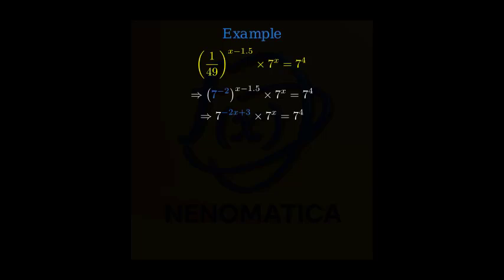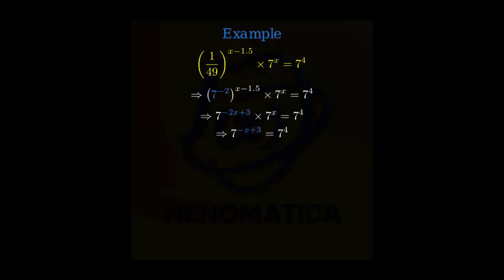Now we can combine the exponents since we're multiplying the same base. When multiplying powers with the same base, we add the exponents. So 7 to the power of -2x plus 3, multiplied by 7 to the power of x, equals 7 to the power of -2x plus 3 plus x, which simplifies to 7 to the power of -x plus 3.